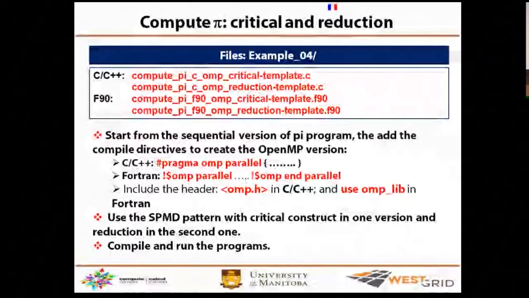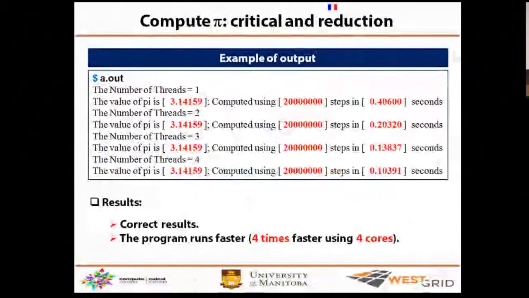If you run the code, you always have the result 3.14. Now, if you use one thread, the program takes 0.40 seconds, with 2, 0.20, with 4, 0.10. So we have almost 4 times speedup. We have a good result and speed.